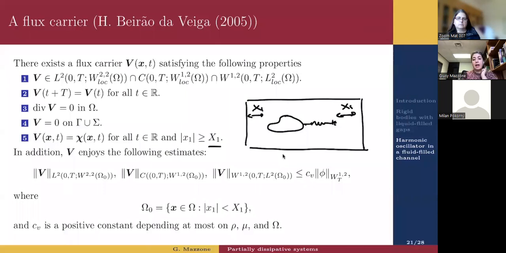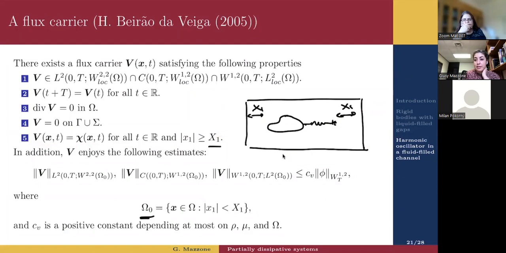So basically the whole point is that this x1 is a distance that we can find that cuts our channel so that we are sure that the mass spring oscillator is confined in what is called omega zero. Omega zero will be this truncated channel containing the mass spring oscillator. Outside this truncated channel, this flux carrier will be exactly the generalized Poiseuille flow.